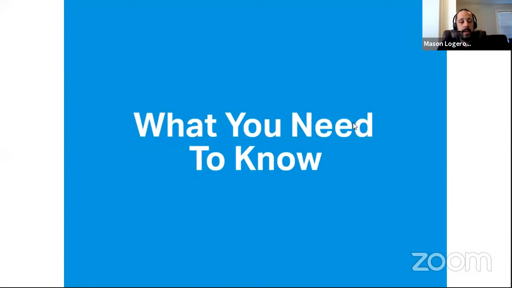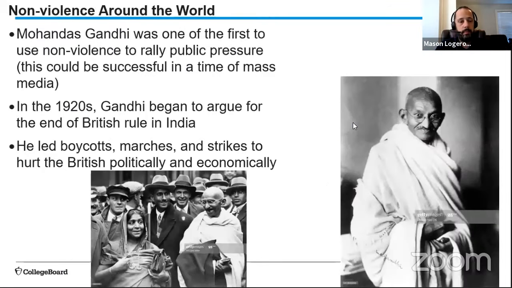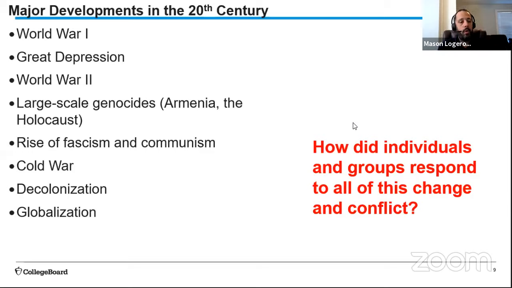All right, so let's get into what we need to know about for today. What I did here on the left side was give you a list of major developments in the 20th century. We've talked about most of these already, although I know the two world wars and the Depression we didn't cover a lot here in the review sessions, but I know you probably did cover them in class. We've talked about the Armenian genocide and the Holocaust, or you did that in class as well. We talked about the rise of fascism and communism. We've definitely talked about the Cold War and decolonization.